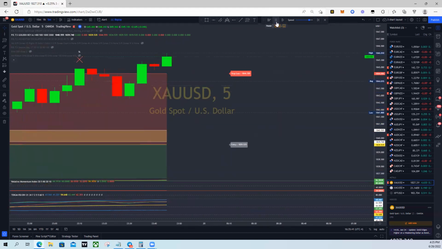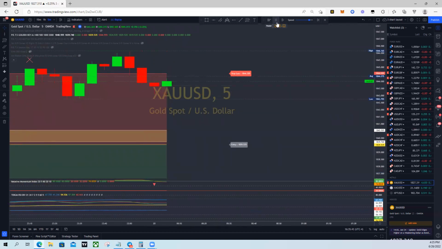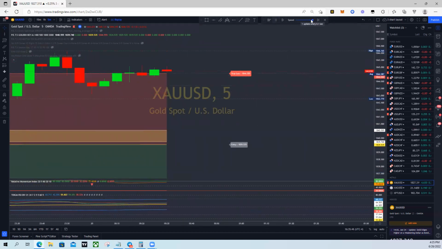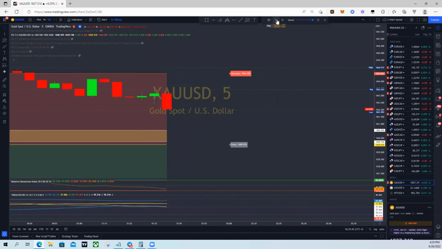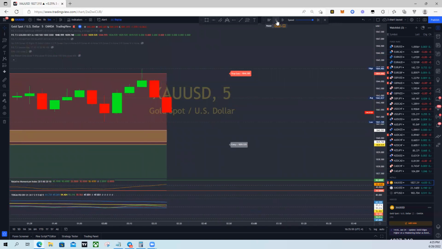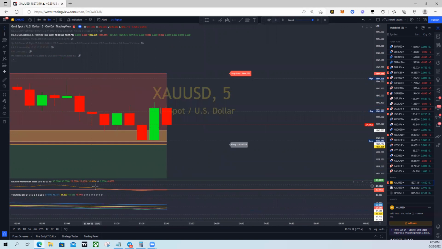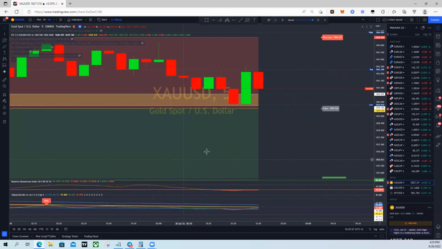Let's see if we can get a pullback to the zone. It goes up even higher. Let's see if we can get a pullback to that zone. We're done for that day. I'll be done, right? I don't even care what happens, right? We're done. Oh, wait a minute. Wait a minute. I think I see an opportunity to buy, baby. I think that's an opportunity to buy.